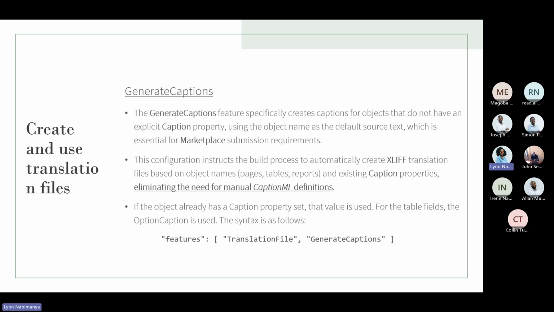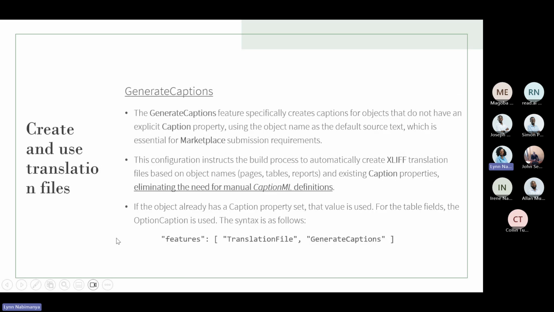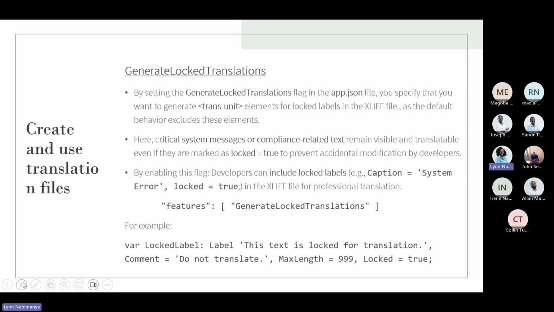If that object already has a caption, that value will be the one that is used. If you have table fields, the option caption is used. So if you want to use the captions on top of the translate files, I think we saw on this slide that this is what you will use just to do the overall translation. But if you want to take care of your captions, you put a comma and also put your generate captions as well.